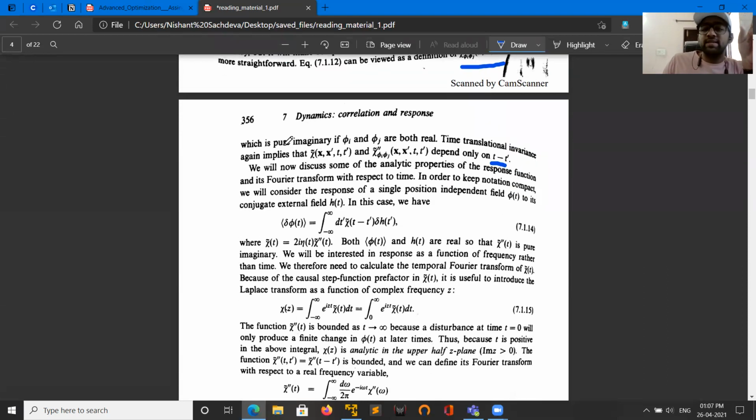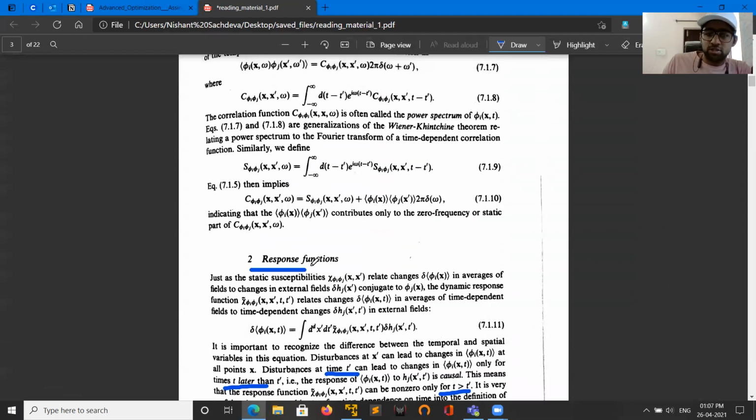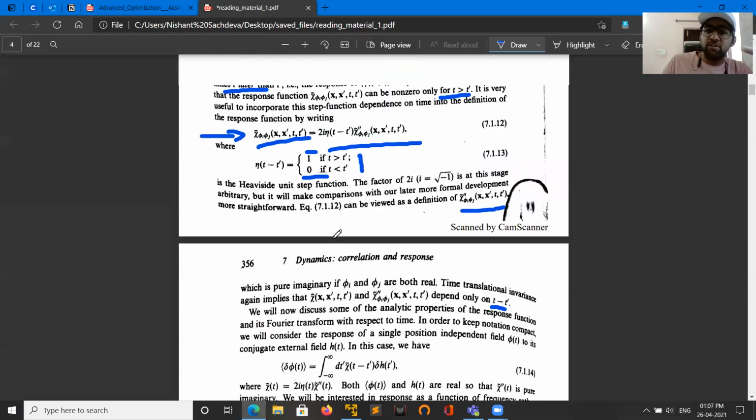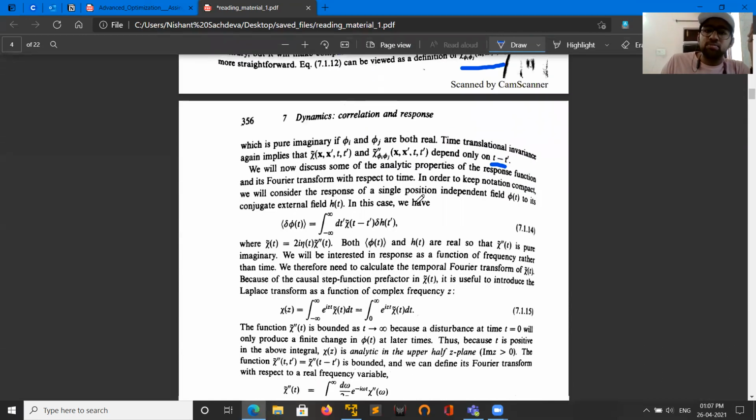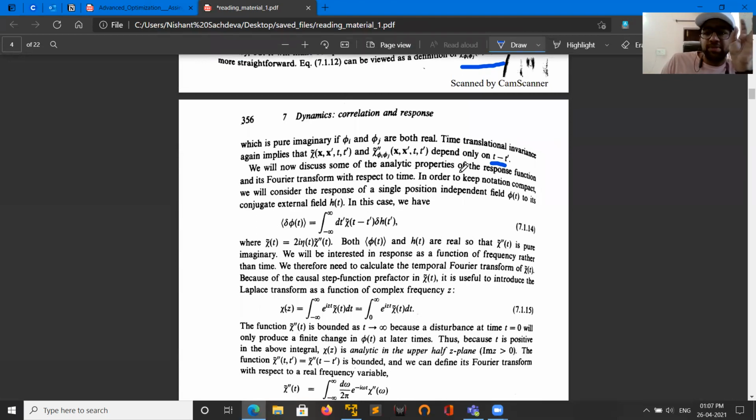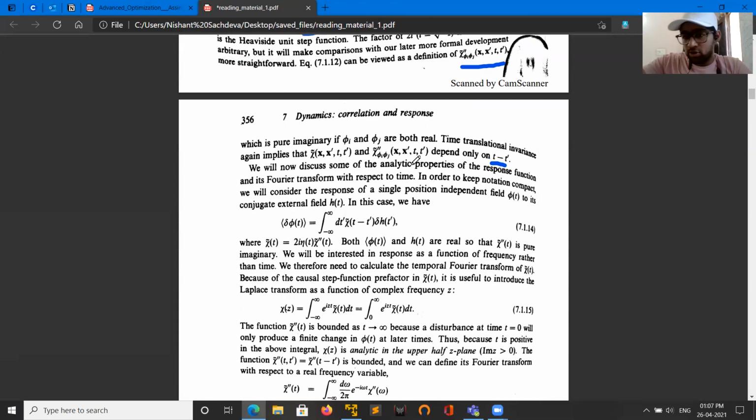So now we will discuss some of the analytical properties of the response functions. We are studying response functions, so we study their analytical properties. Now we have defined the function, and we have made some changes to it to make the mathematics easier. Now we will study some analytic properties. Like we said, we are going to deal with equations which are very, very complex as we go ahead.